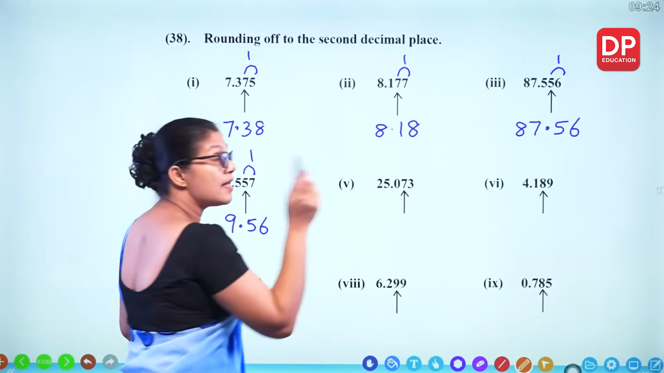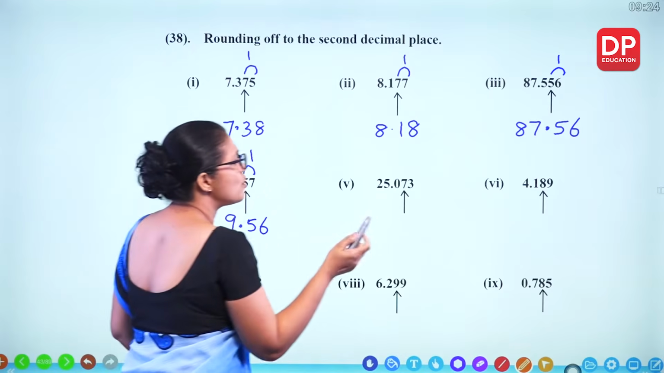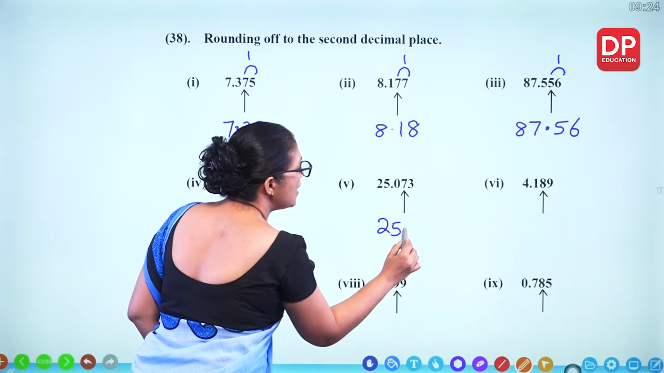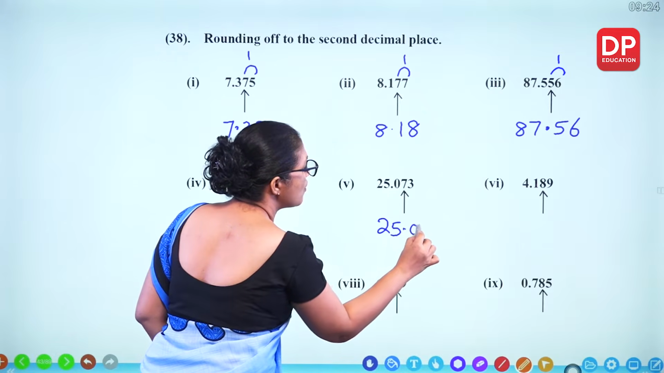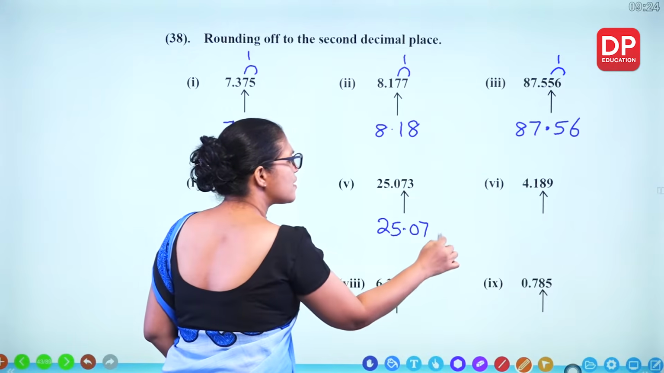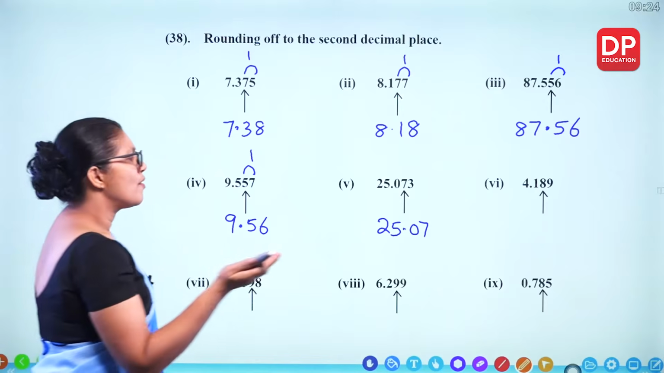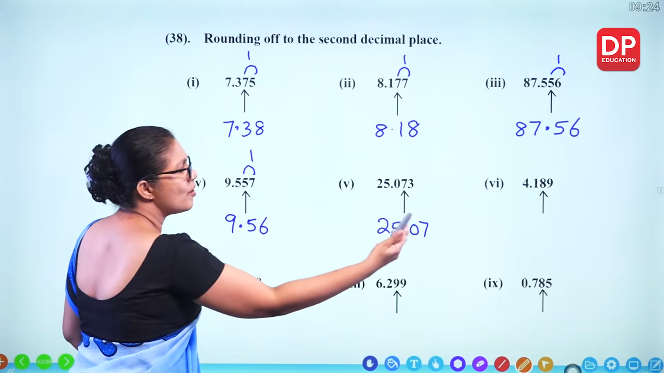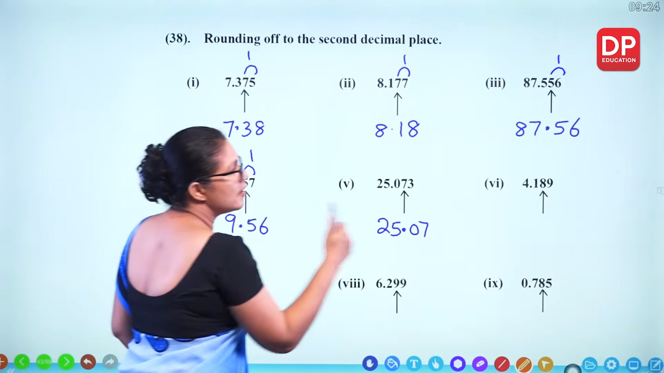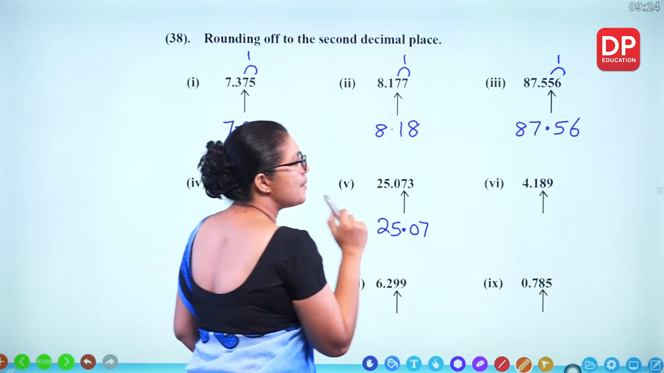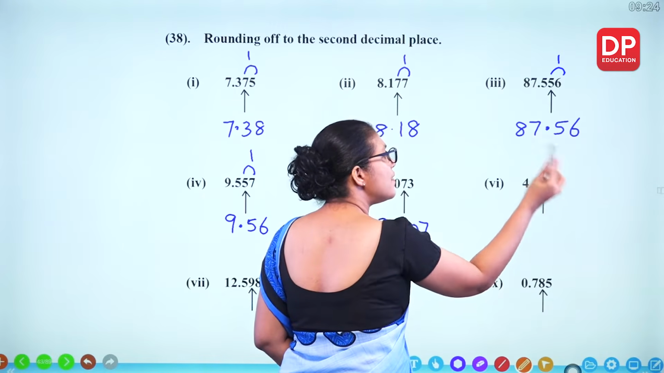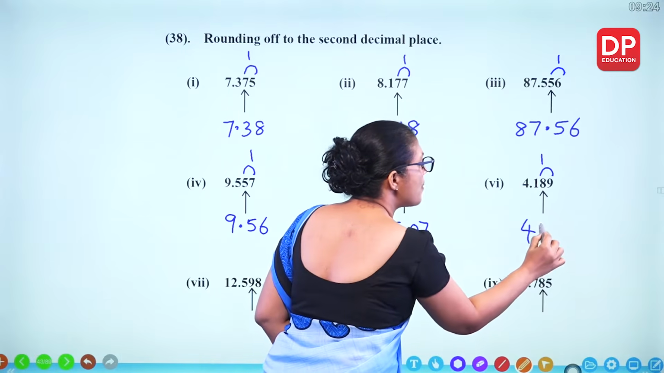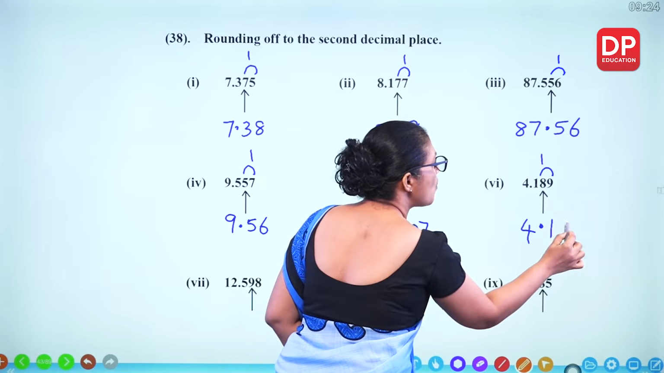The next digit here is 3, less than 5. So we don't add it. So what do you do then? You keep the number as it is. So 0.7. Do we need to put a 0 there? After the decimal place, you don't need to put a 0 after that digit. 4.189. This number is 8 and the next number is 9, more than 5. So you need to add 1 to the previous one. You get 4.19.